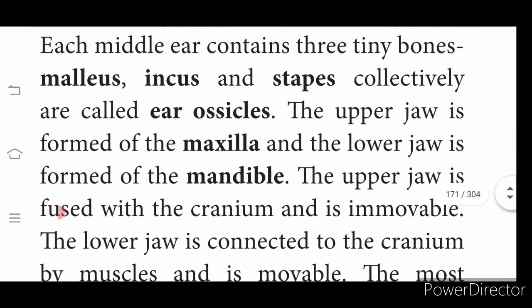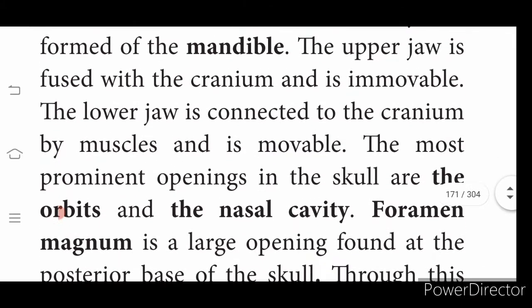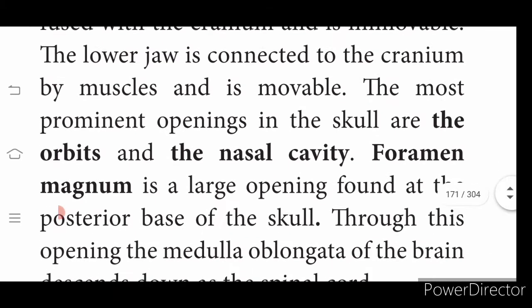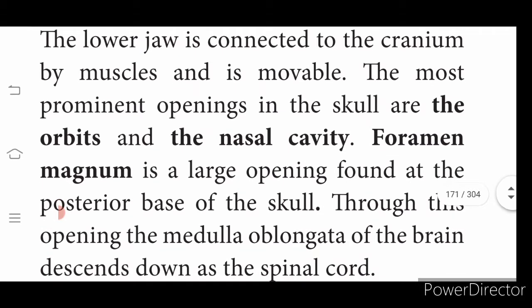Follow? The middle ear has three tiny bones, that is malleus, incus and stapes. About these bones we will learn in detail under sensory organs. Together they are called the ear ossicles. The upper jaw is maxilla and the lower jaw is mandible. The upper jaw is fused with the cranium and it is immovable. The lower jaw is connected to the cranium by muscles, so it is movable.